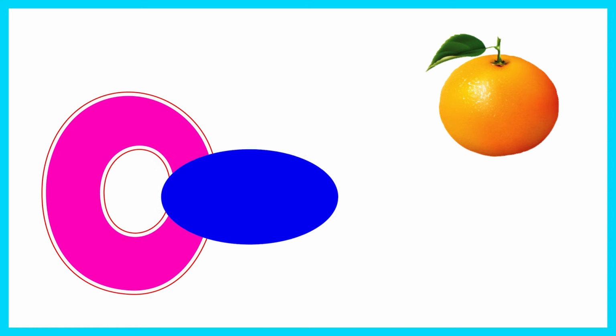O is for orange, orange. O is for oval, oval. O is for orange. O is for oval.